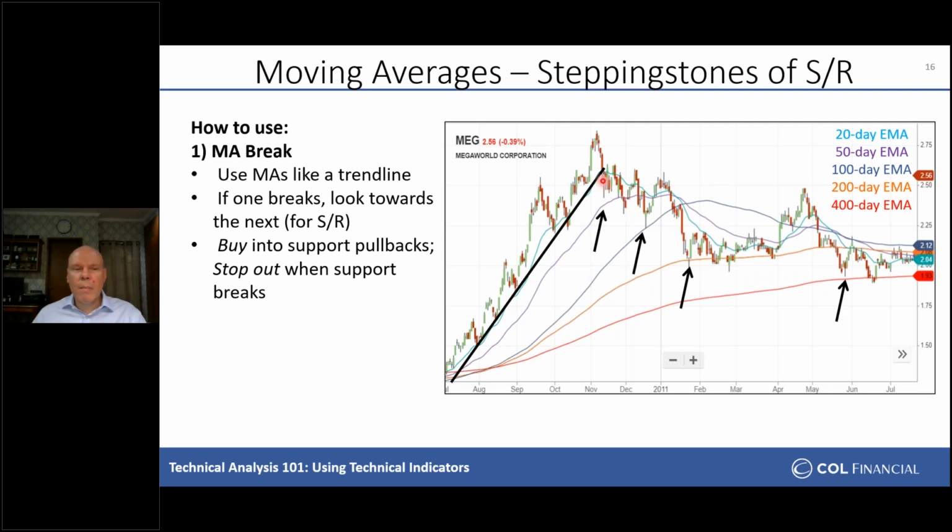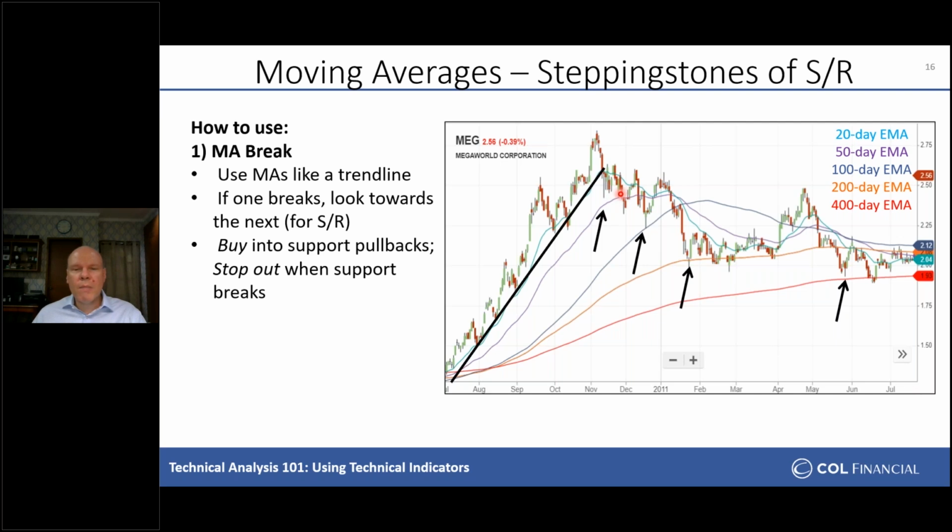And in a sell trigger in a moving average, it follows in the same context. Now, after your first shorter term moving average breaks, you will go to the next one. So just follow the order down here. So the 20-day moving average breaks, then you will follow the 50-day as your next support.